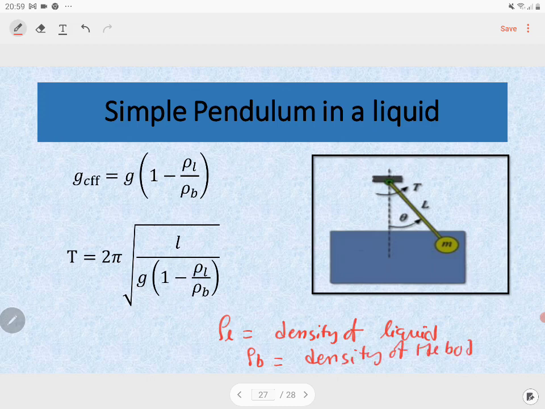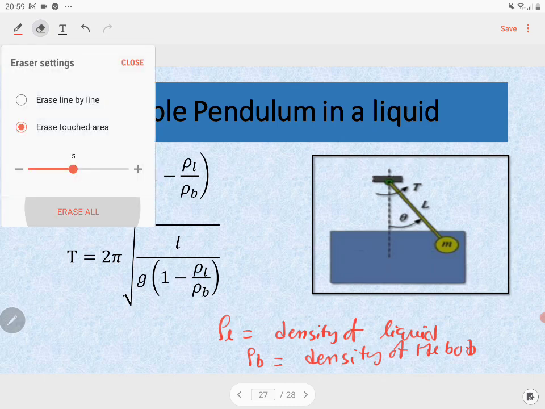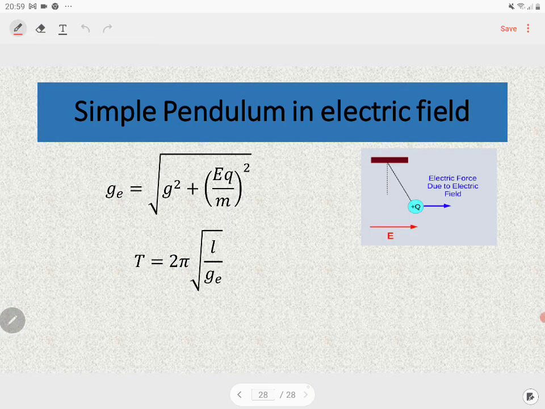Now suppose the same simple pendulum is suspended in an electric field. Suppose we have a horizontal electric field. Then the pendulum will be deflected rightward if it has positive charge. Then about this equilibrium line, if you pull it away and release it, it will execute SHM. What is the time period? So this is the time period.